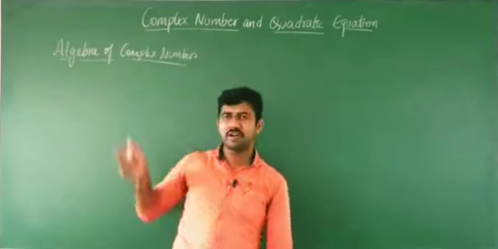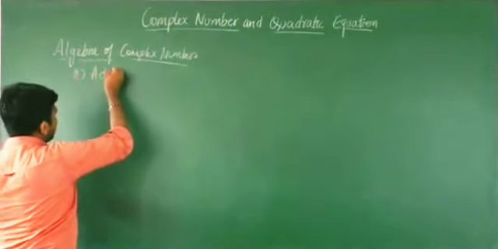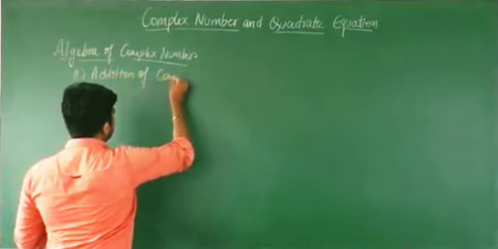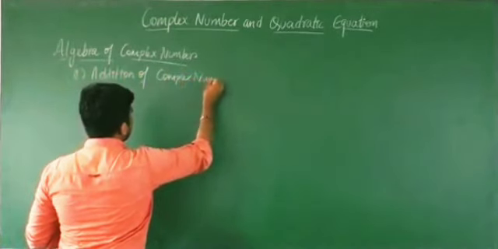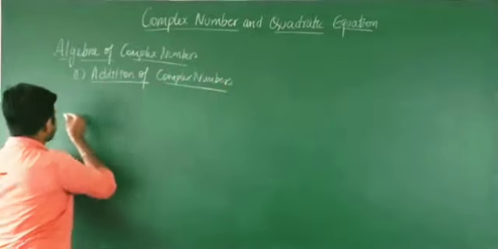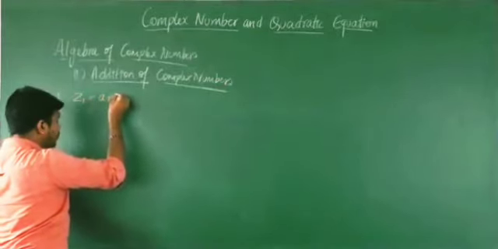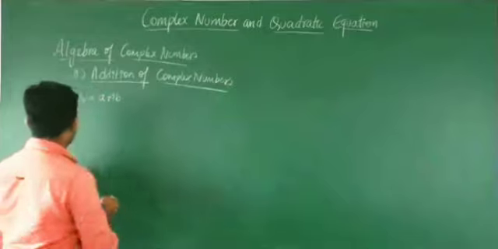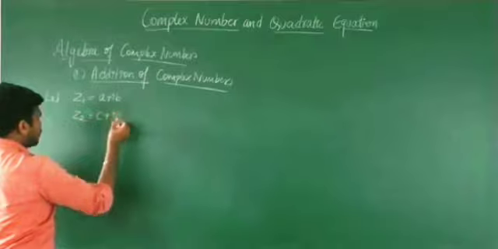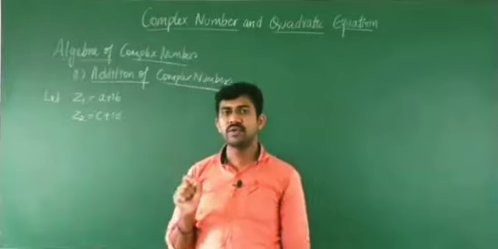So the first operation is addition of two complex numbers. Here let me consider two complex numbers first. Let Z1 be one complex number, in the form a plus ib, and Z2 is c plus id. So you have two complex numbers, Z1 and Z2. Now I need to add Z1 and Z2.